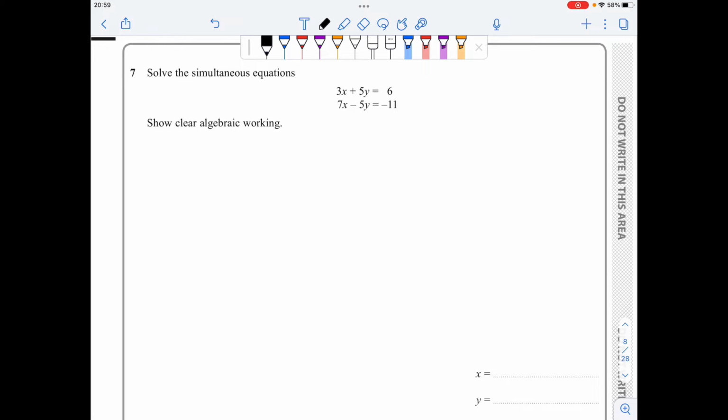In question 7, I will add the two equations and I get 10x, the 5y and the minus 5y cancel out. This is equal to minus 5. So x is minus 5 over 10, which is minus 1 over 2.